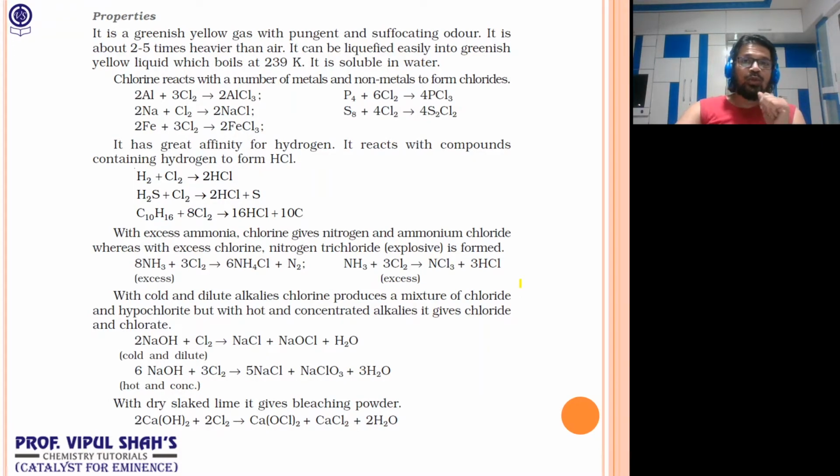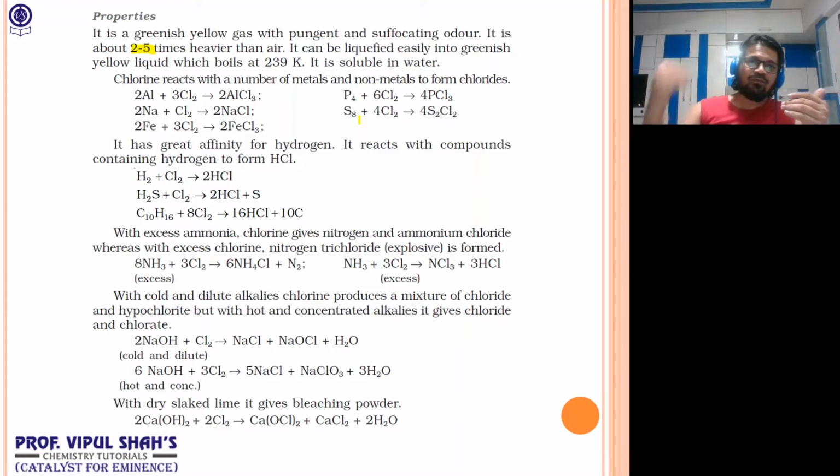And chlorine is soluble in water. We all know chlorine water, if anybody remembers, in anion analysis, when you detect the anions chloride, bromide, iodide, we use chlorine water. So chlorine gas is soluble in water. That's called chlorine water. Now come to the properties, people. It's a greenish yellow gas. It is 2.5 times heavier as compared to air. It is liquefied easily, and chlorine will always get reduced because it's an electronegative atom.